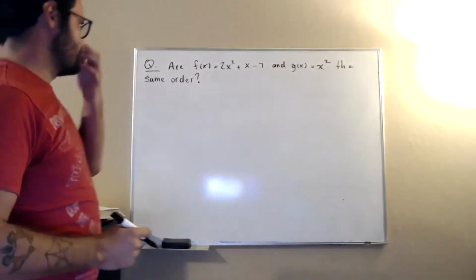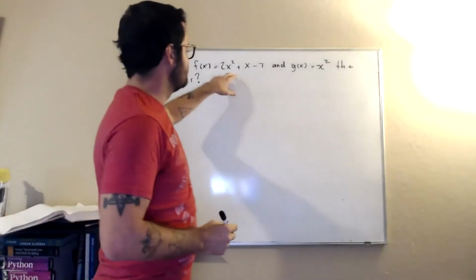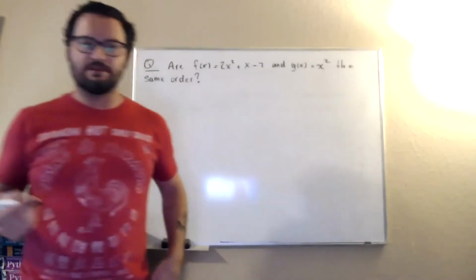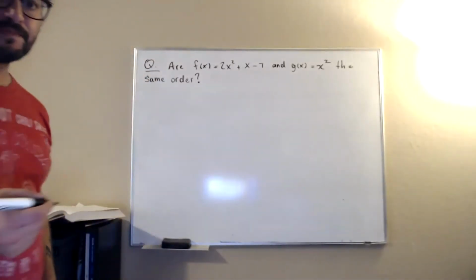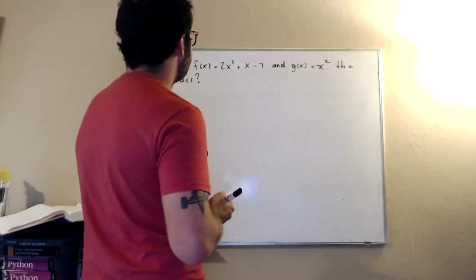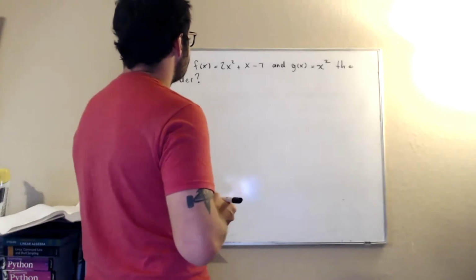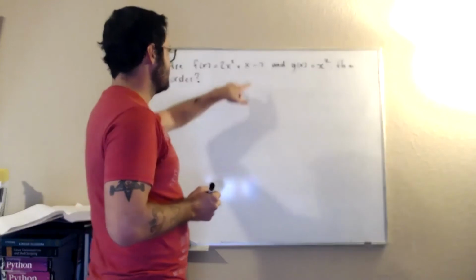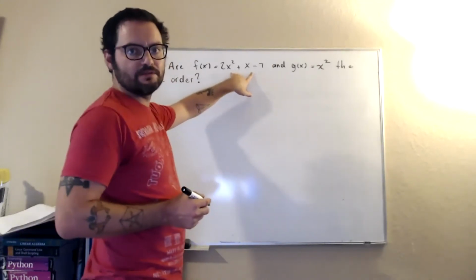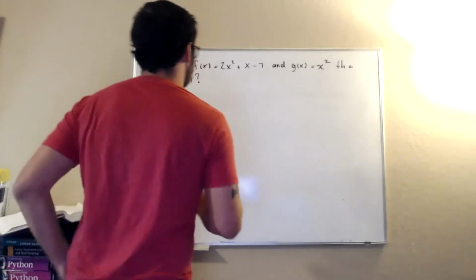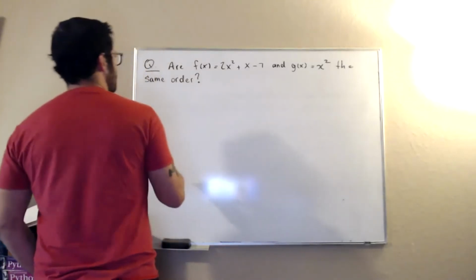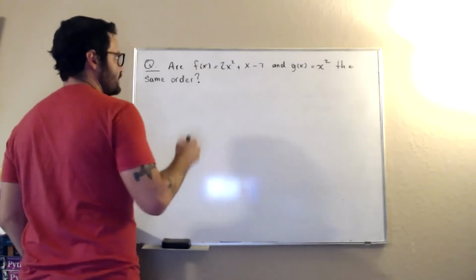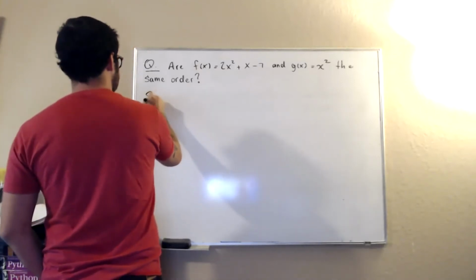So basically what this is asking is, is f big theta of g, and if it is, then it's the same order. So let's say maybe we want to find a big O estimate on this. First, let's focus on f and find a big O estimate on that.